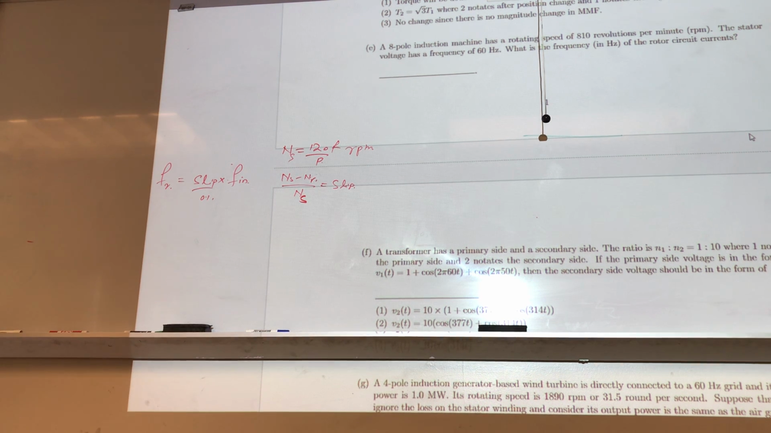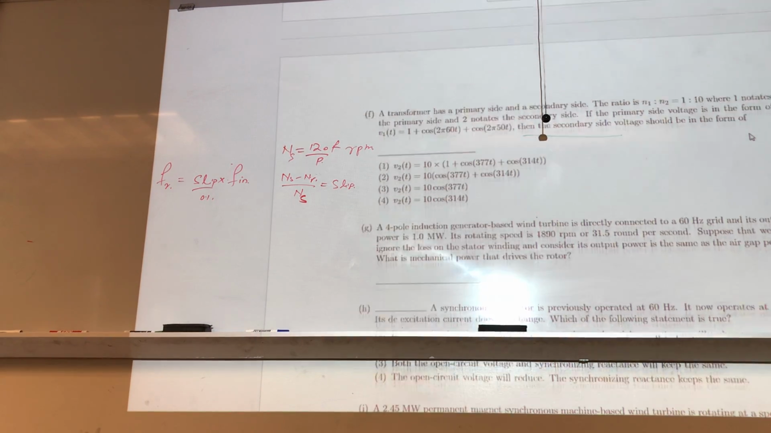Is this clear? Was the answer 6? Yeah, the answer is 6. Let's go to the next one.